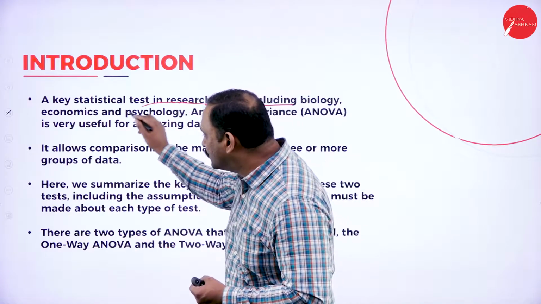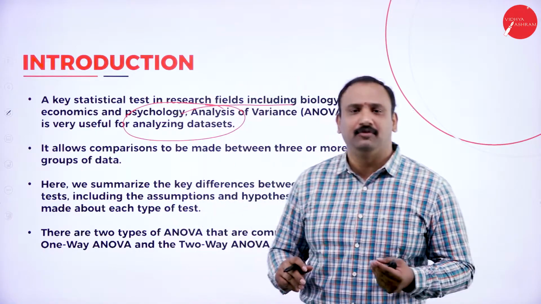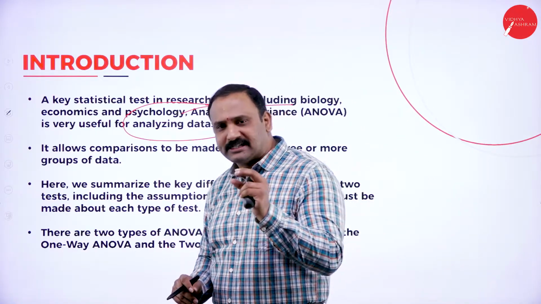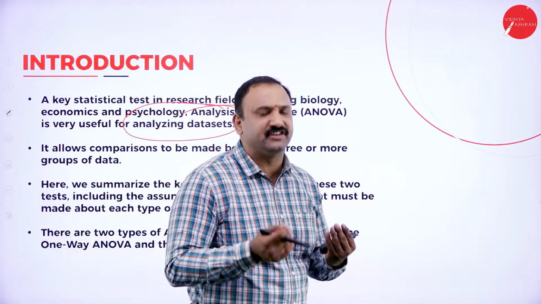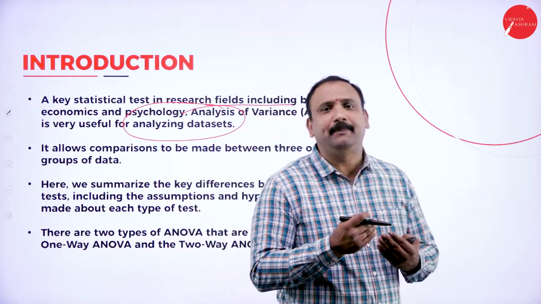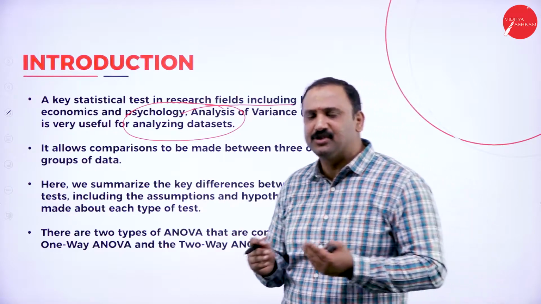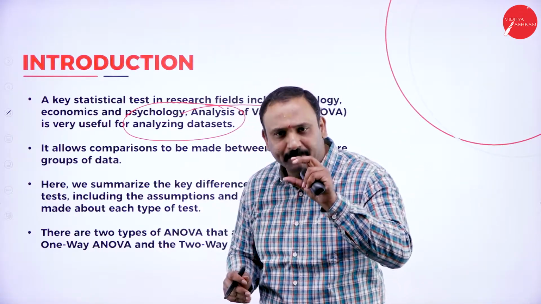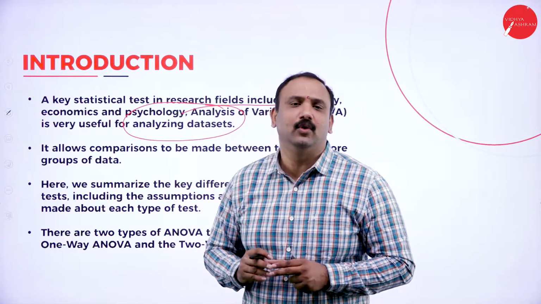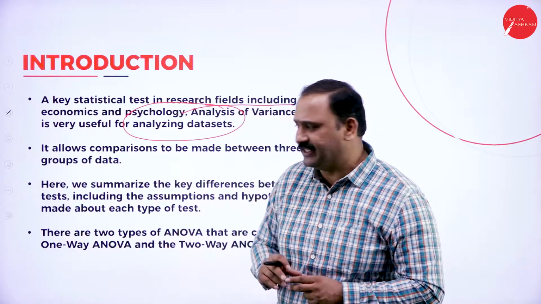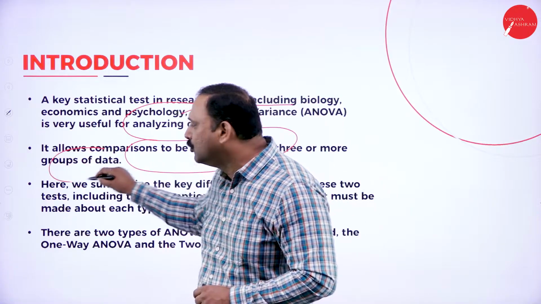ANOVA is very useful for analyzing data sets. Now, what is this analysis of variance all about? For example, there is a data set available for doing a research. When you're doing research based on multiple data sets, there is a variance in terms of the factor. Now, we are going to measure that variance. So, in order to measure that variance, we are going to do this analysis of variance. It allows comparisons to be made between three or more groups of data.